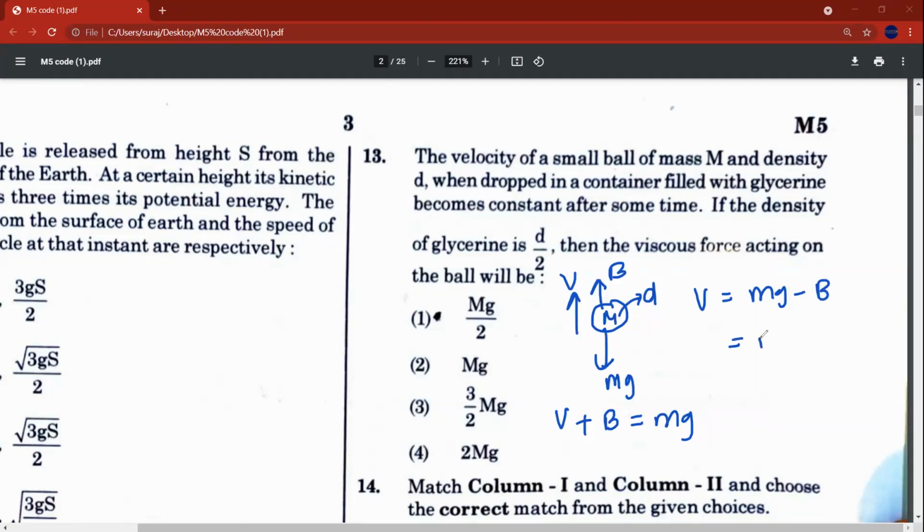So this is mg. Buoyant force is V rho g. V is the volume of this ball. Density is equal to mass by volume, so V is mass by density. Rho is d by 2 here, into g. So d will get cancelled. So mg minus mg by 2, this will be mg by 2. Option 1 is correct. Next, this is also an easy question, you can see.